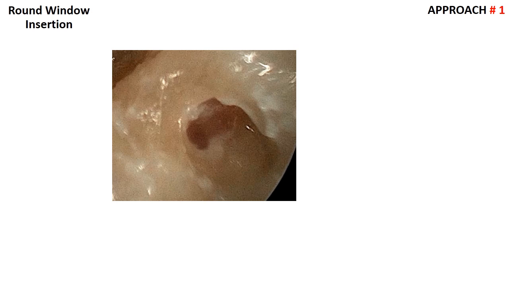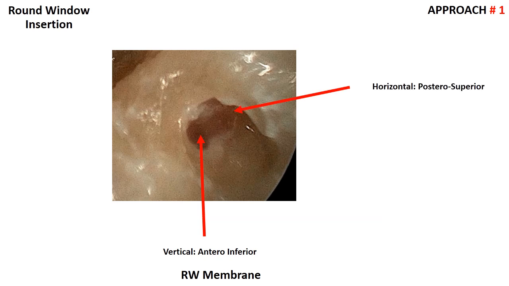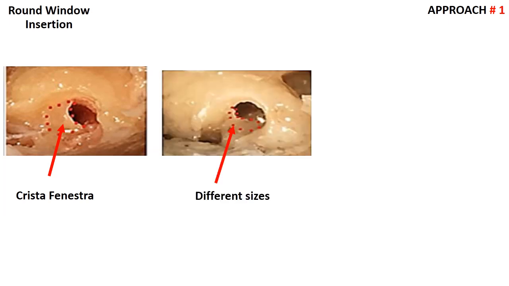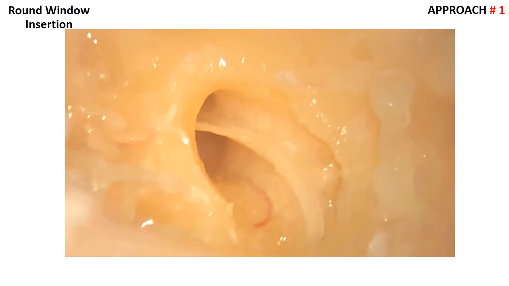This is a close-up view of the round window membrane, and we can identify two portions, a vertical portion and a horizontal portion. This picture is courtesy of Professor Jacques Magnan. After removing the round window membrane, we can identify inferiorly a bone crest which will be called the crista fenestra. This crista fenestra has different sizes and different shapes.